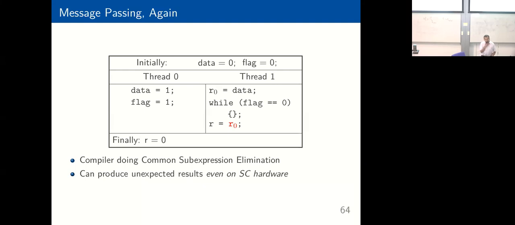And now, once it has transformed your program in this way, even if you had sequentially consistent hardware, of course, the first load might happen before the flag got set. And you get the non-sequentially consistent behavior, even though you had sequentially consistent hardware. That's unfortunate.